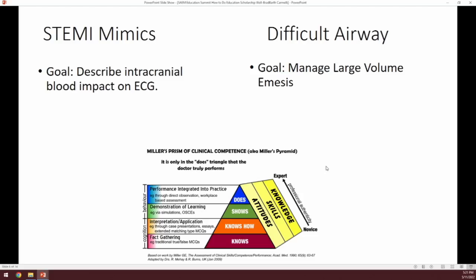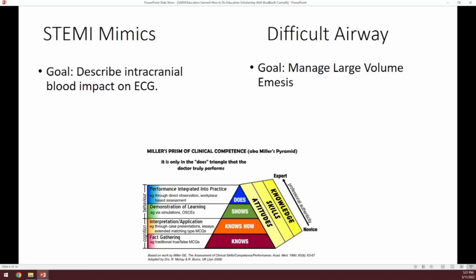All right, so looking at our STEMI stuff, we recognize that one of the things that we're noticing is that people are missing the effects of intracranial blood, and they're calling STEMIs for folks that come in with subarachnoid hemorrhages. And so our goal is to eliminate that. So we come in right away with that as our goal. We recognize that that's the problem.